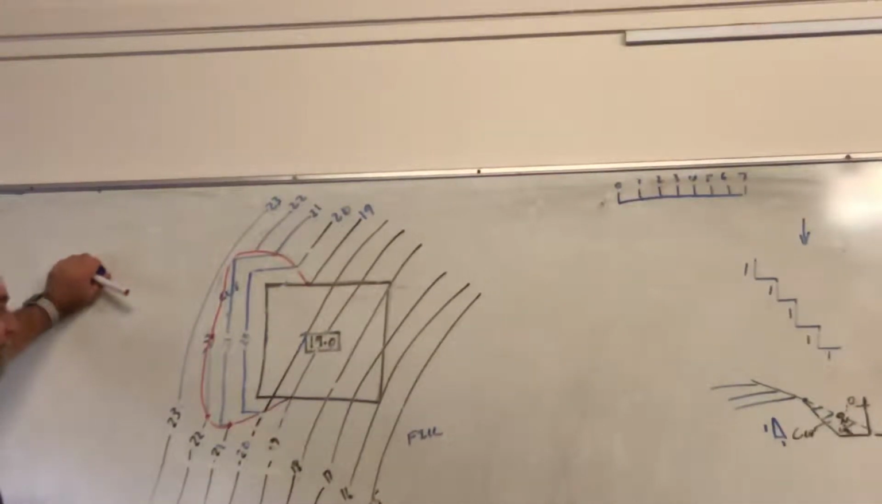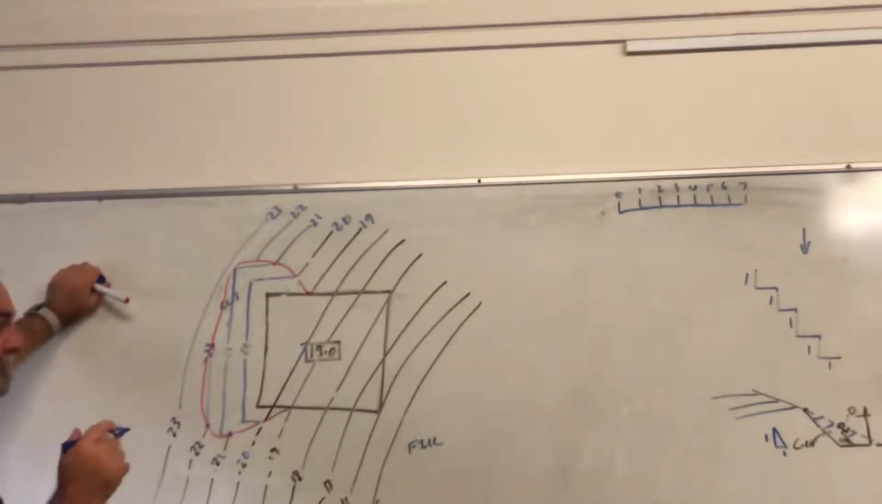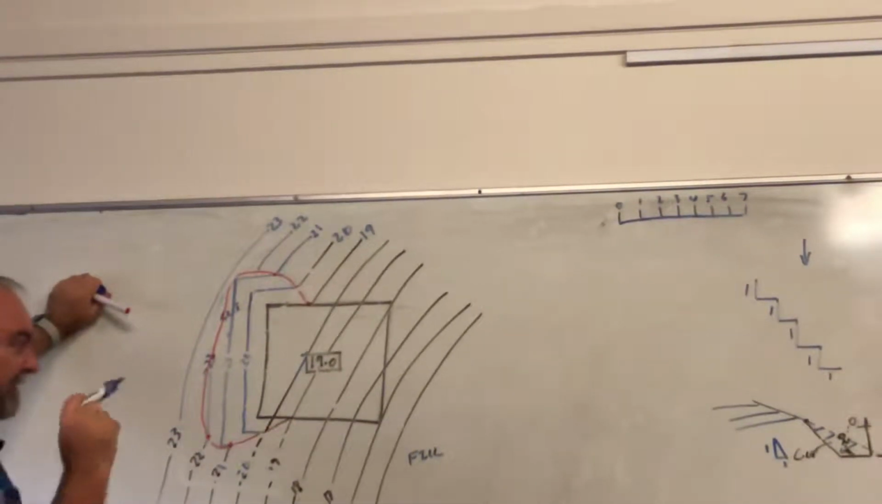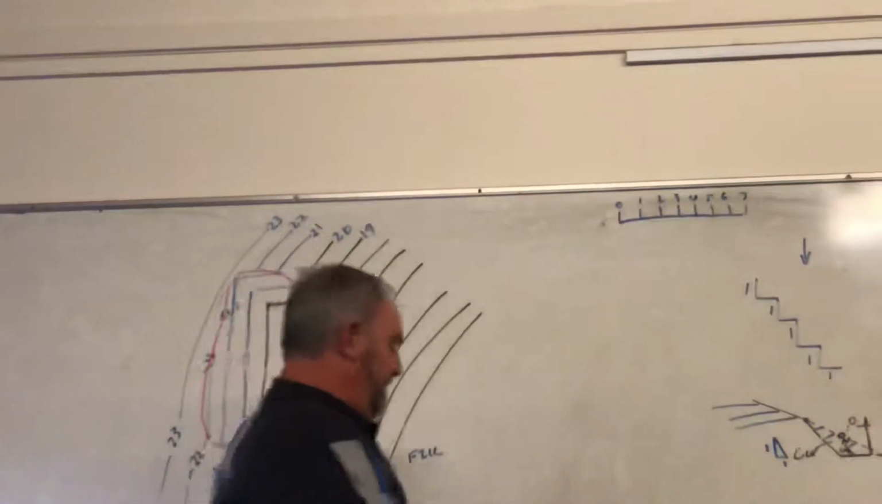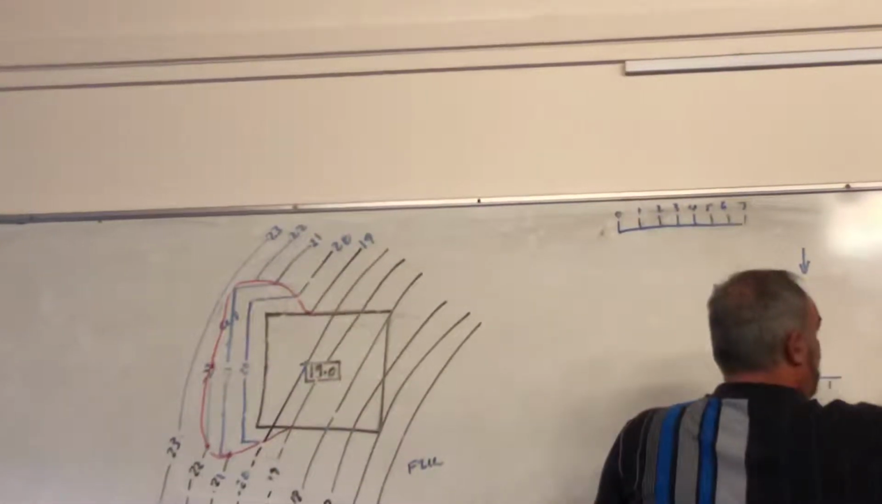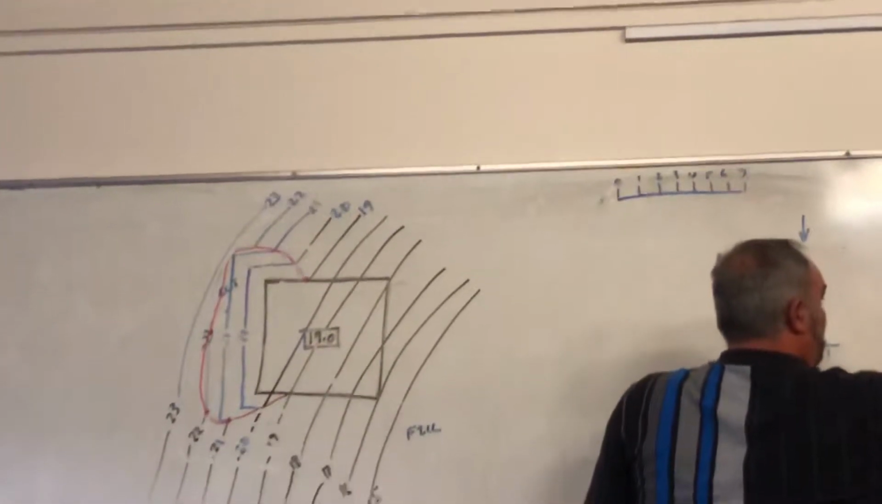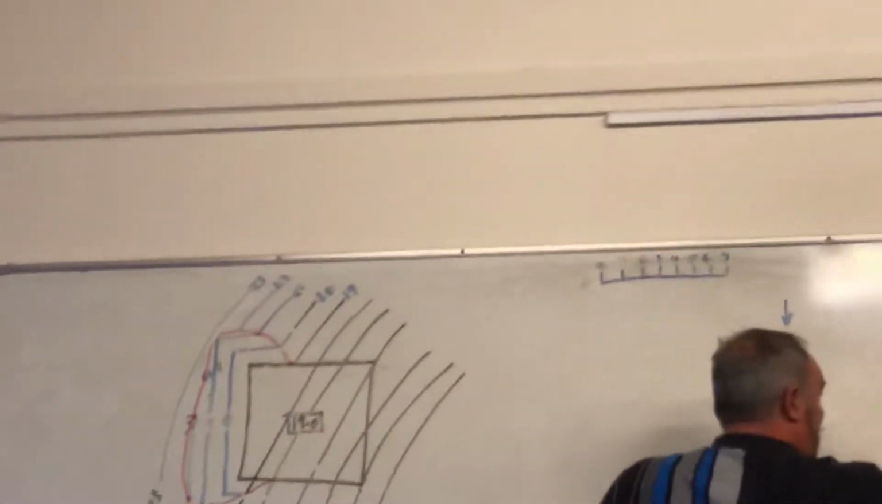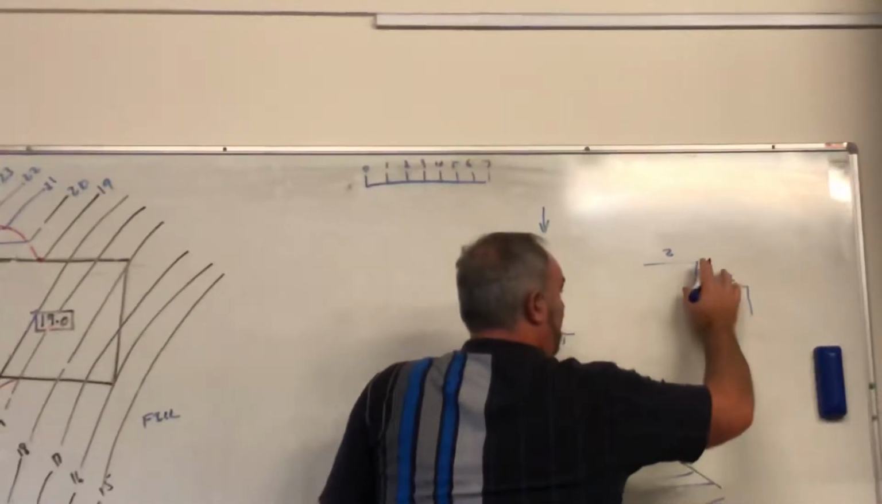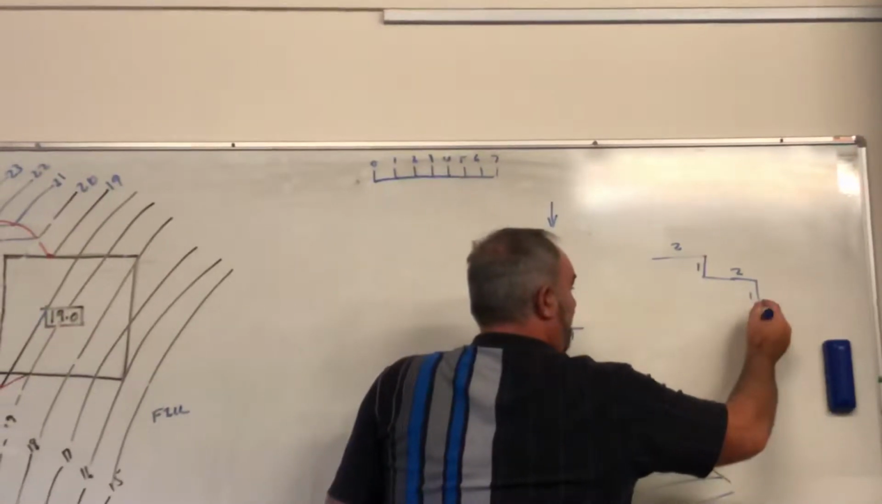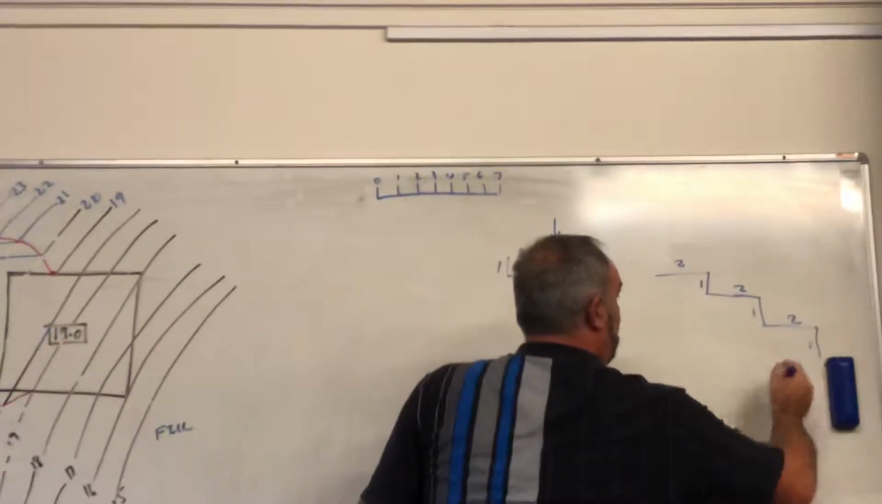Now we're going to do the fill. Now with the fill, we're going downhill. We go along 2, down 1. Along 2, down 1. Right? Along 2, down 1. Why the difference?